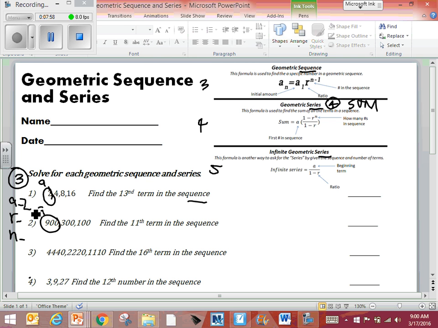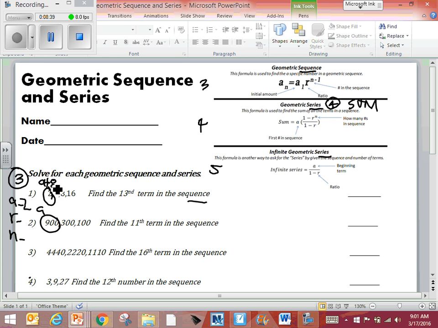R is pretty easy too. To get a common ratio, you just take the second number and put it above the first number. You take the third number and put it above the second number. You take whatever the next number is in line and put it above the preceding, the one that came before, like a prequel. So I'm going to put a 4 above the 2, and an 8 above the 4. This is getting my R.